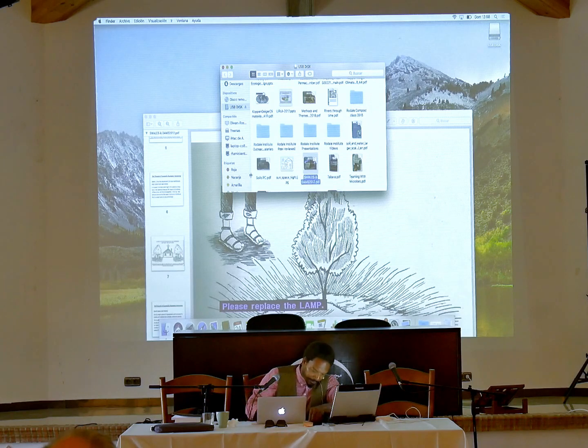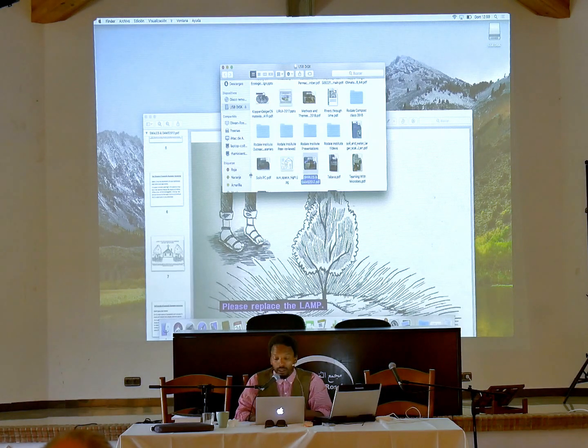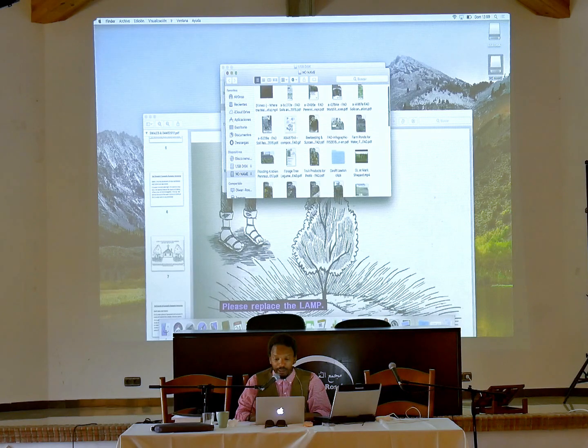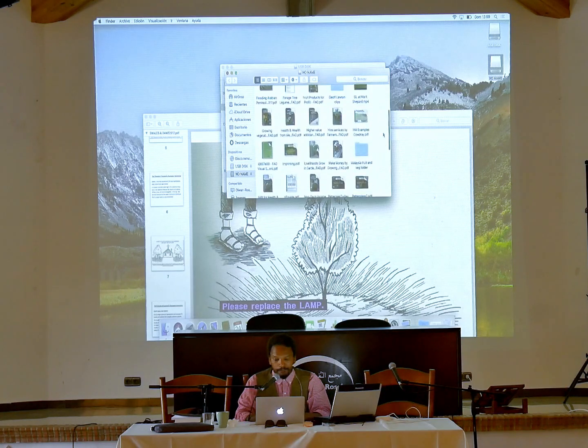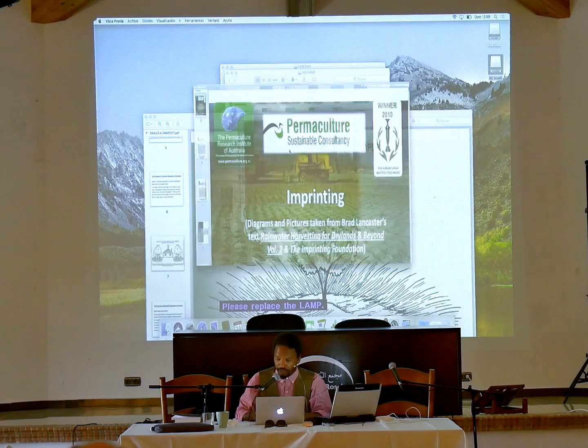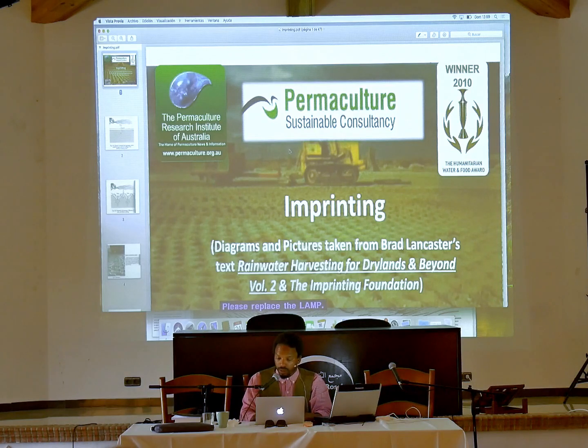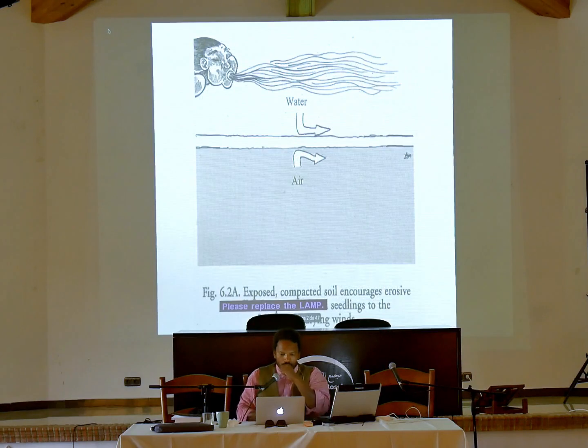All right, so land imprinting. This is actually something that would probably work really well here. So this is a land imprinter, and it was developed by a gentleman named Dr. Richard Dixon, I think. I can't remember his name right now.